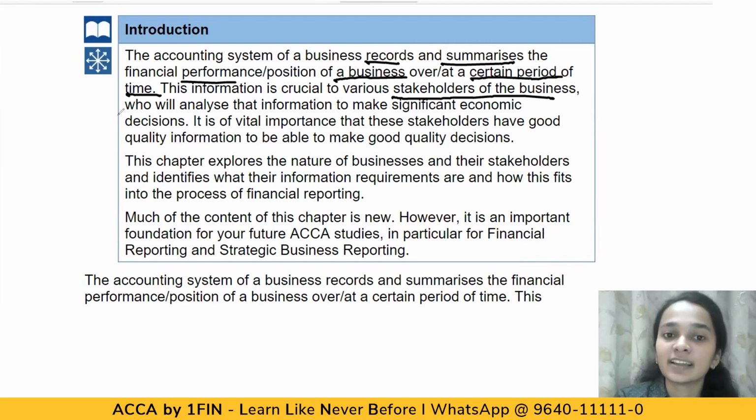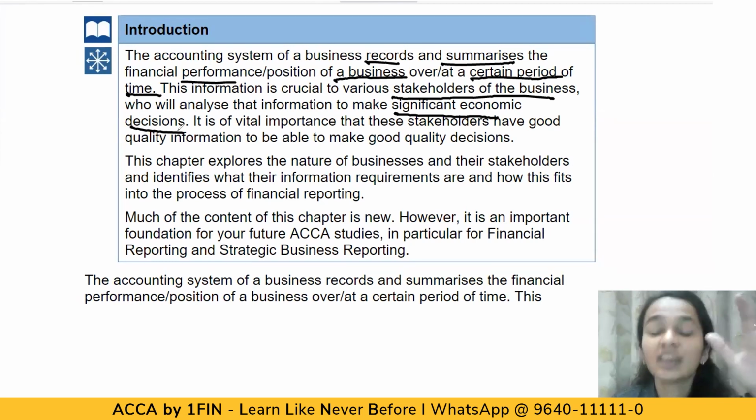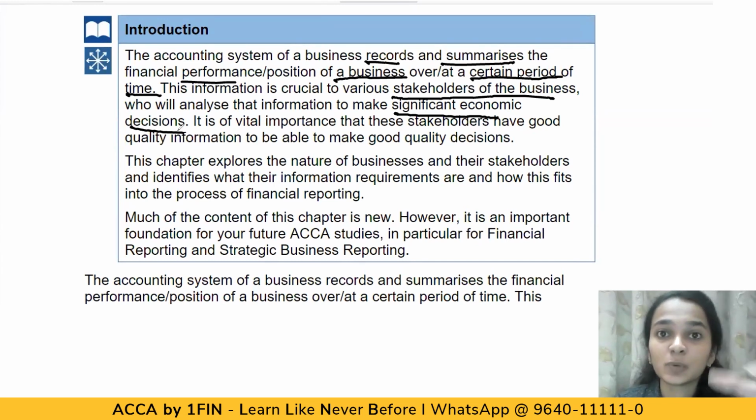So this information is very crucial for the stakeholders of the business, because they will analyze as to what are the significant economic decisions which they have to make. Economic decisions are basically money based decisions or monetary decisions which are to be made by stakeholders. Now, on the basis of financial statements, the stakeholders may decide whether they want to continue with this particular business or not.